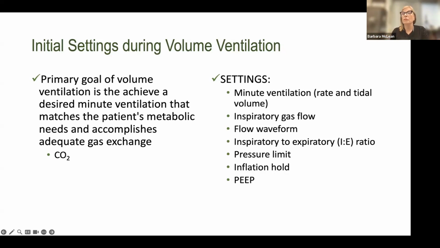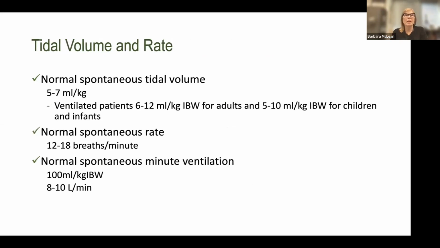So just want to remind you, you come to the bedside, you're looking at end tidal CO2, you're comparing it to PaCO2, and you want to remember that the goal of your volume ventilation is to achieve a minute ventilation that helps to remove CO2. If you're going down on tidal volume, you're going to have to go up on respiratory rate in order to ensure the removal of carbon dioxide.